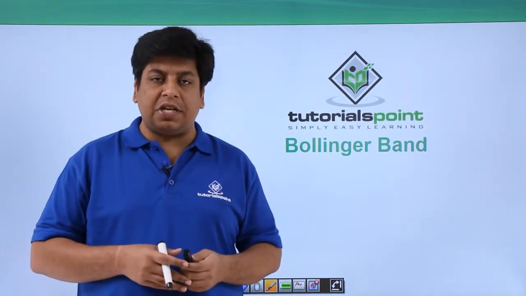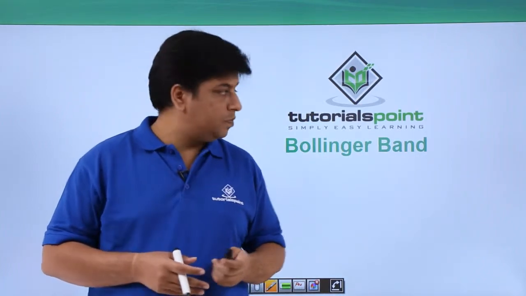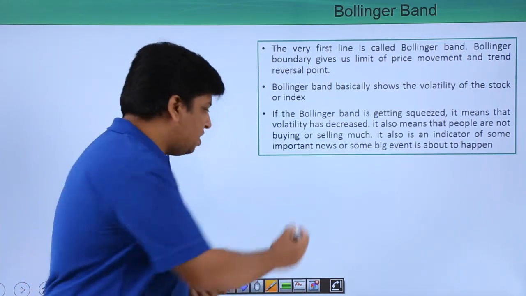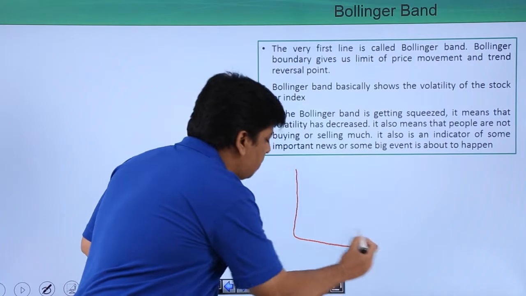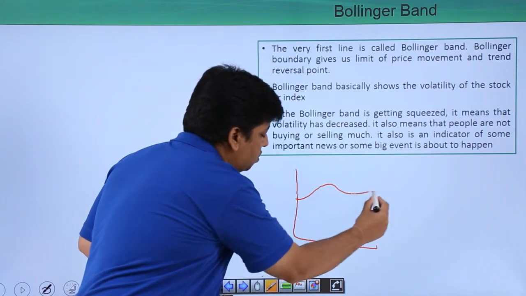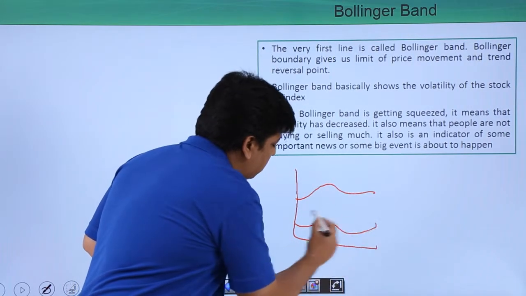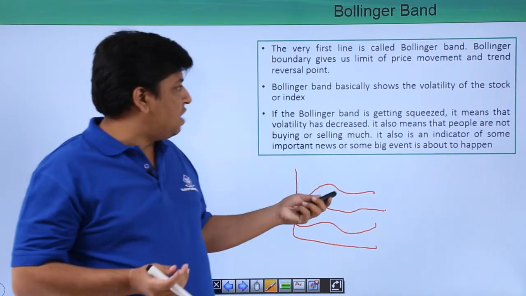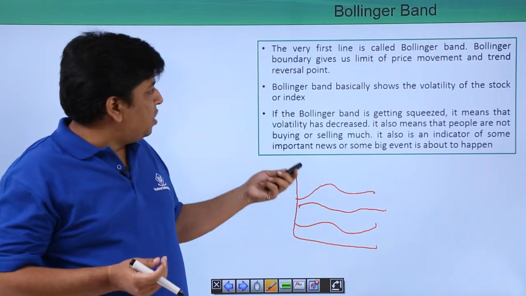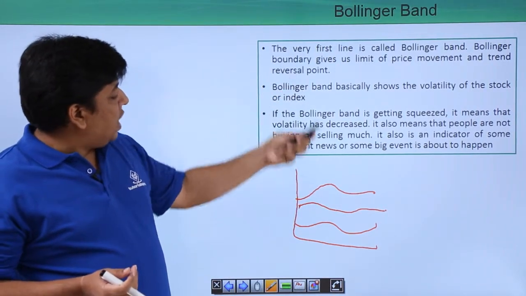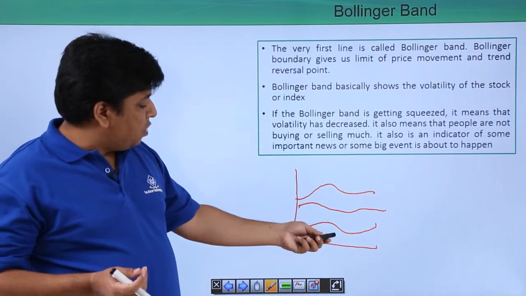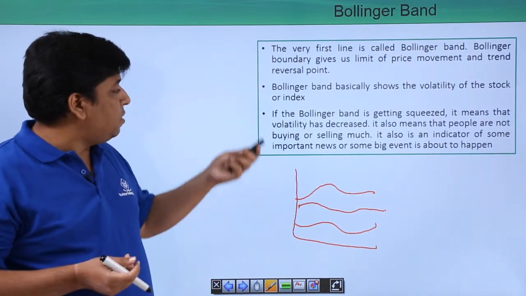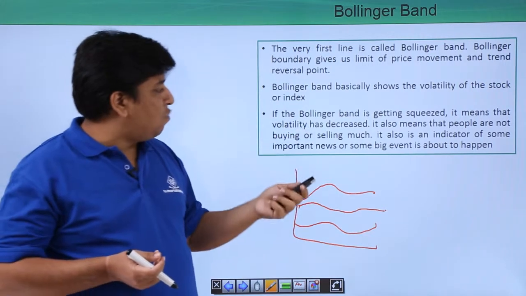Now let's see the next indicator, Bollinger Band. So Bollinger Band will have a graphical representation something like this, where we'll have three lines, right? The very first line will be the lower Bollinger Band, the upper line will be the upper Bollinger Band, and the middle one will be known as the middle Bollinger Band. So Bollinger Band basically shows the volatility of a stock.